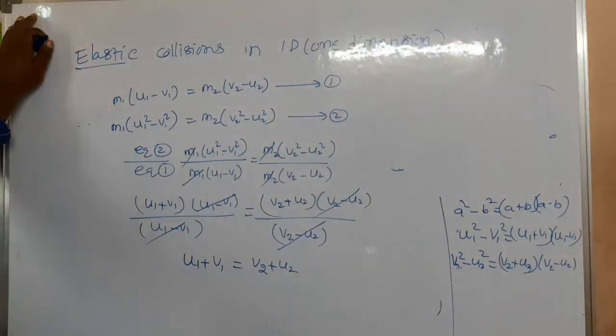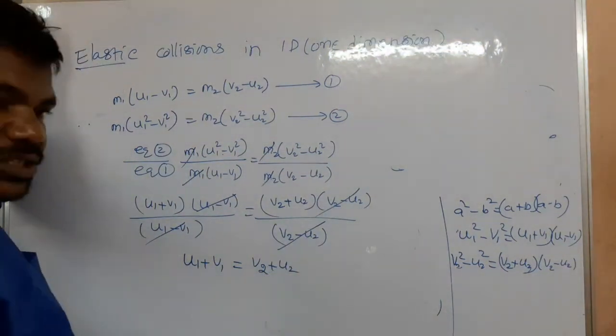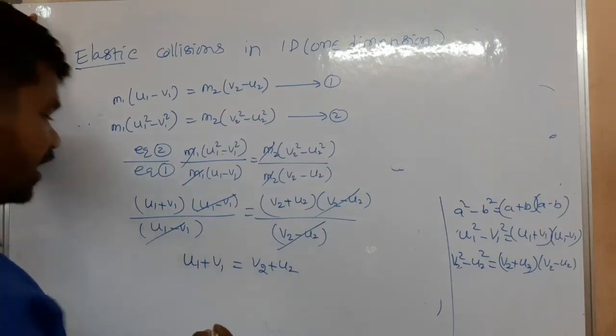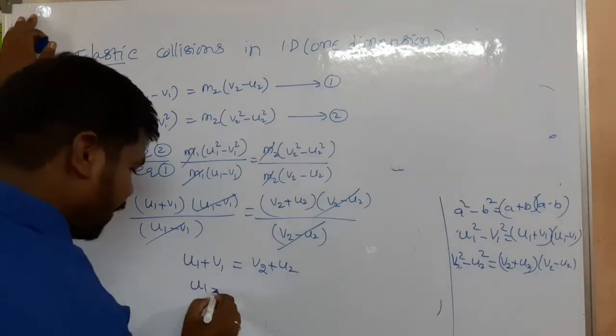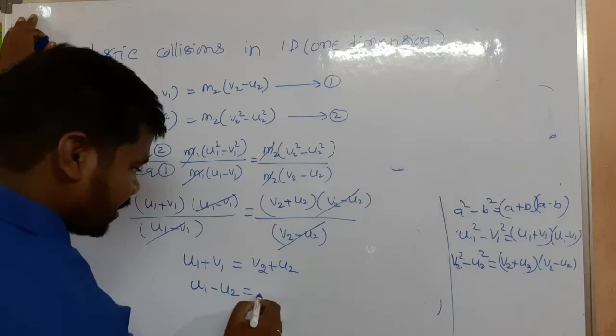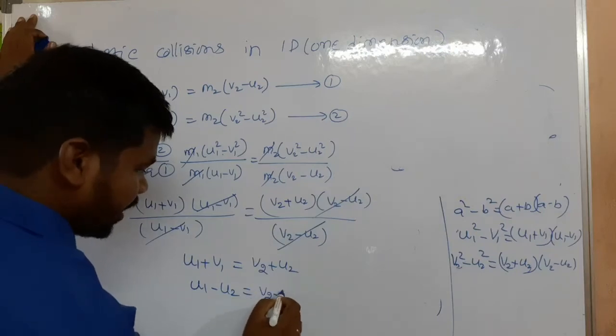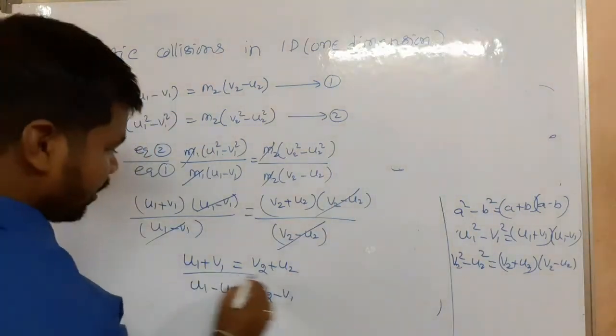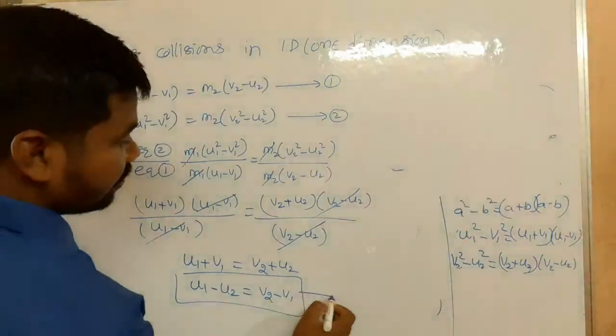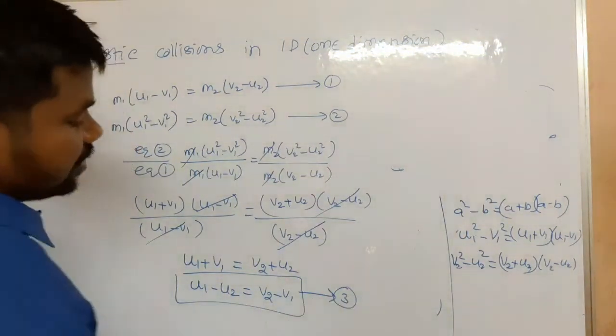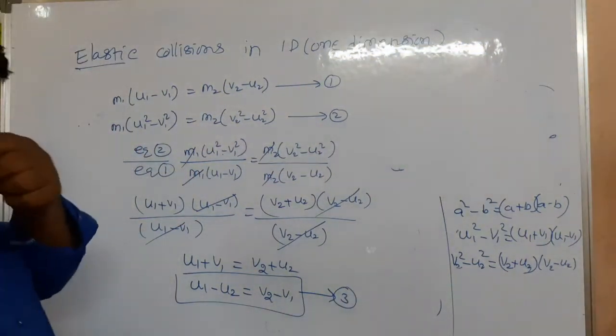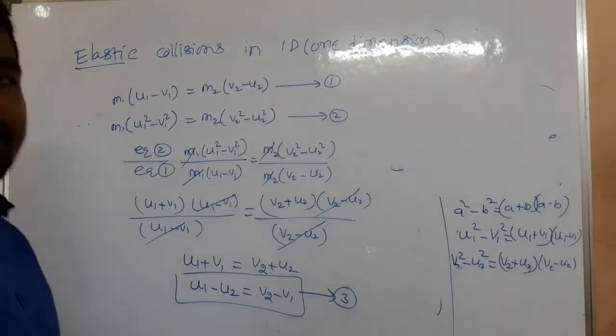Okay, all initial velocities and all final velocities we can send to the opposite side. u1 minus u2 is equal to v2 minus v1. Understand? This is equation 3, my dear children.